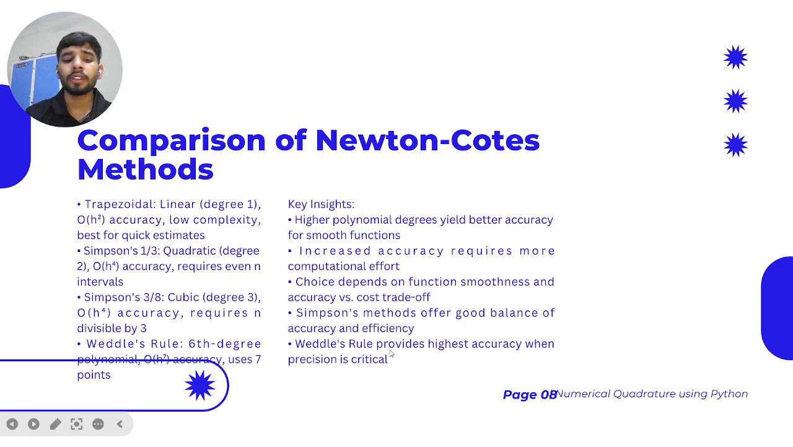when precision is critical. So here we can conclude one thing: the trapezoidal rule is good for speed, and Weddle's rule is good when accuracy and precision are critical. And Simpson's 1/3 and Simpson's 3/8 are a compromise between both.